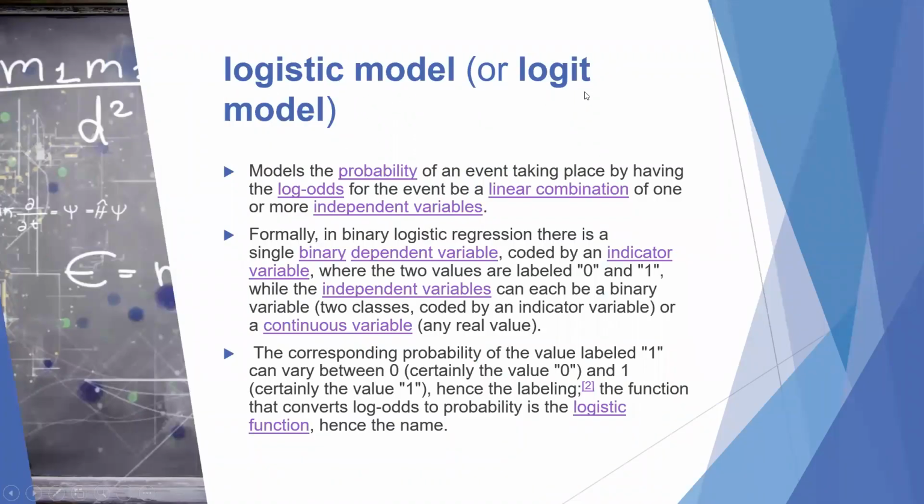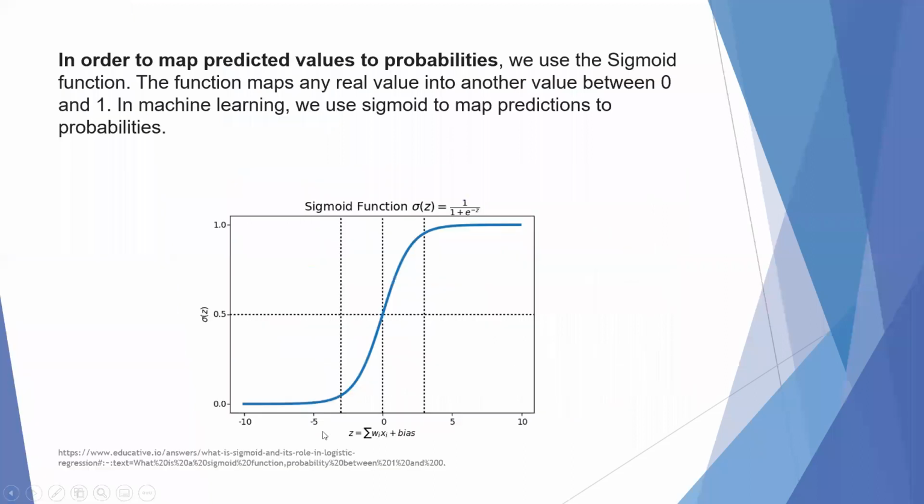There is also the logistic regression model, the logit model, which models the probability of an event taking place by having the log odds of the event be a linear combination of one or more independent variables. Usually the dependent variable is coded in zeros and ones, while the independent variables can each be a binary variable or a continuous variable. The corresponding probability values labeled 1 can vary between 0, certainly the value 0, and 1, certainly the value 1. Hence, the function that converts log odds to probability is the logistic function.